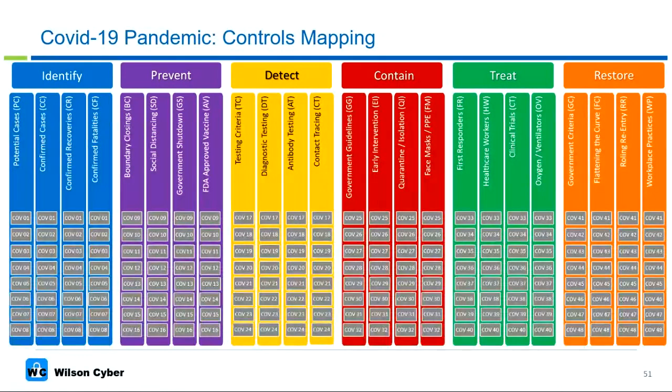All these operational controls, COV01 through COV48, are applied within each of these categories of controls, mapping back to the core functionalities that are defined by the pandemic controls capability. So this would be the overall pandemic framework, operational controls that allow us to mitigate the pandemic.